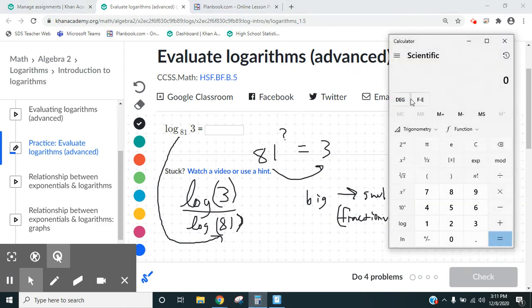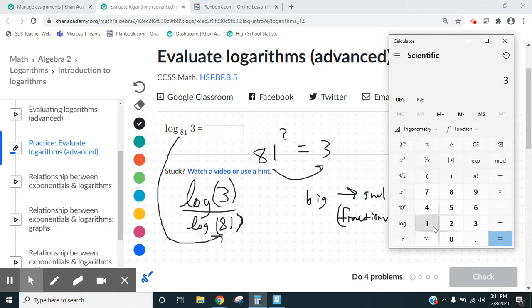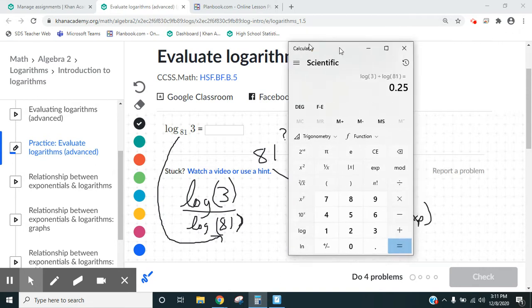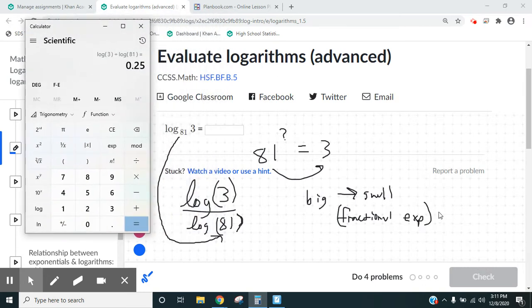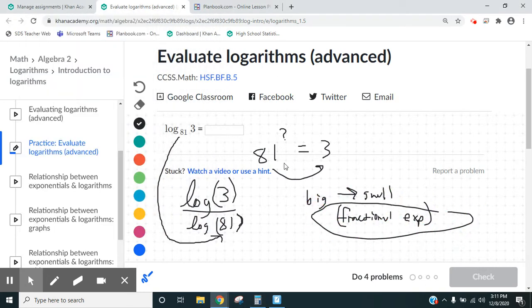So if we go ahead and do that on a calculator, on the computer one, we're going to have to enter it this way. We're going to have to say 3 log and then divide 81 log. And then equals. So we get 0.25. So like I said, that's obviously 1/4. We're going to expect a fractional exponent as our answer. But you can use this formula for any one of these logarithms.